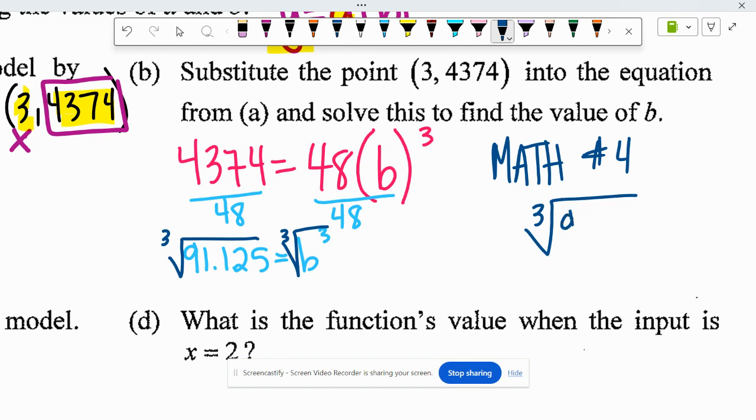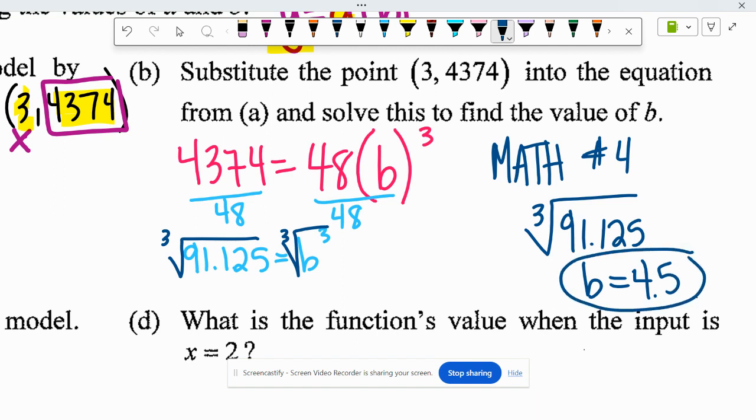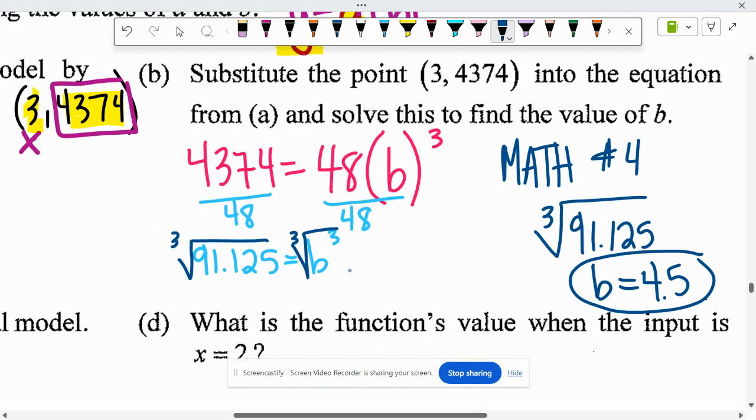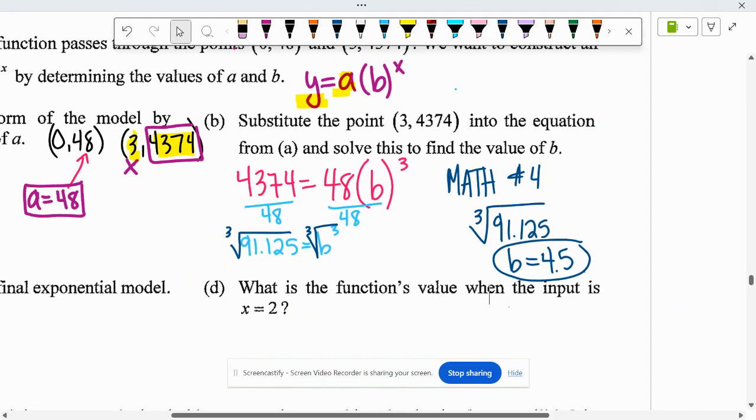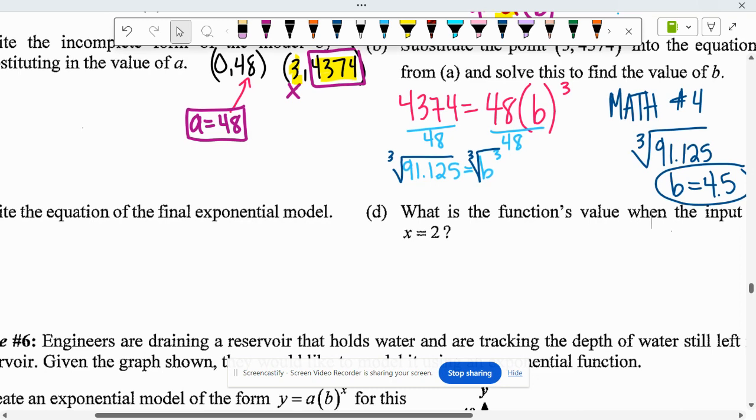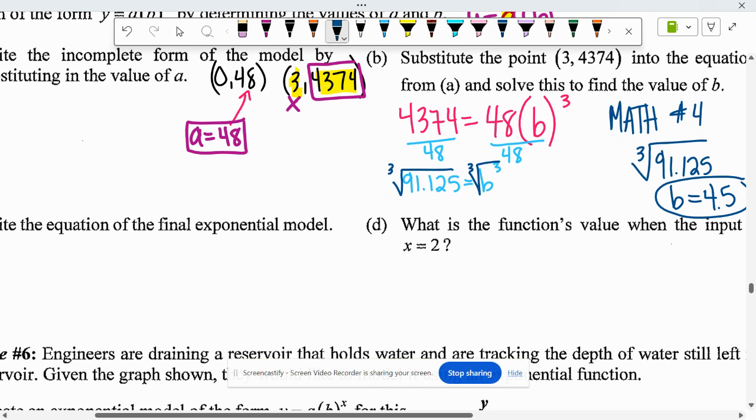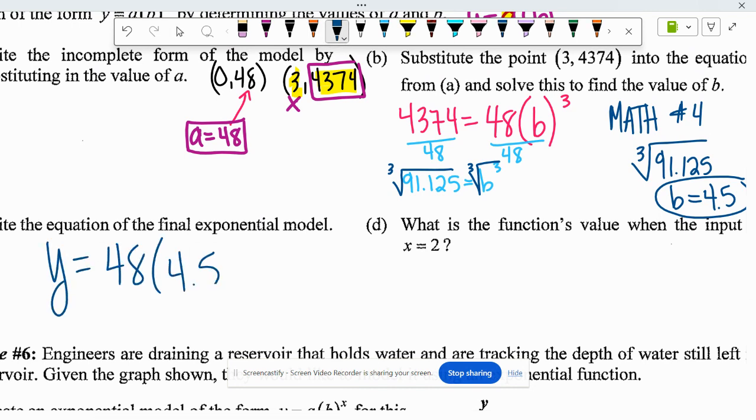And you're going to input 91.125. And when you do that, what do you find out that the value of b is? It's 4.5. So what is the equation that we're writing in example C? What is the actual equation that we're going to write in example C? Yeah, y equals 48 parenthesis 4.5, to the power of x.